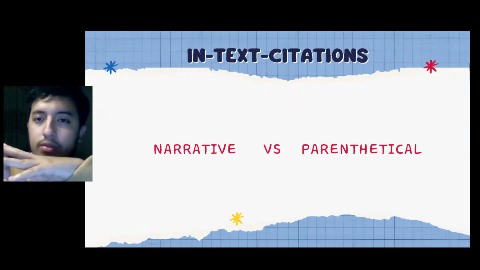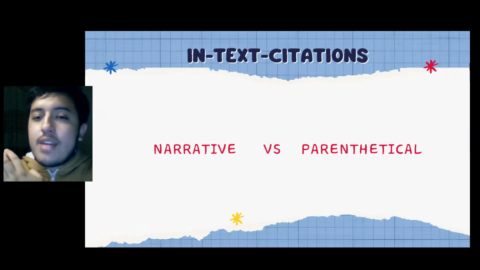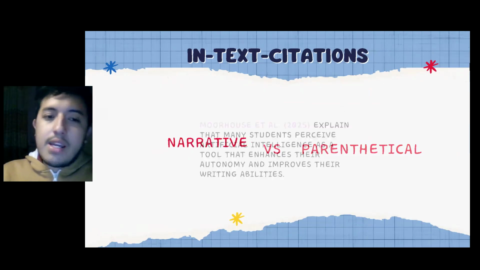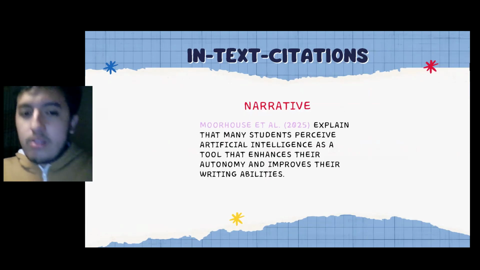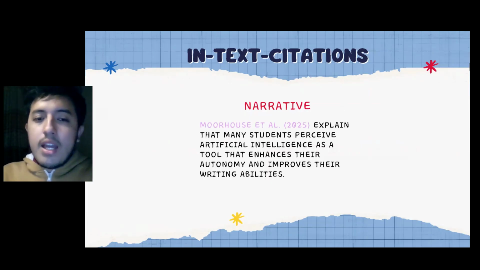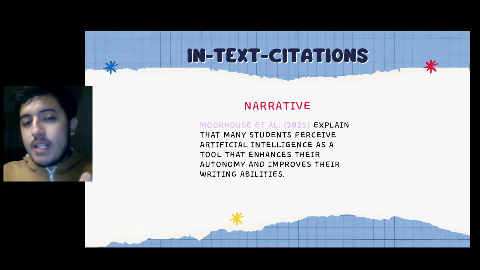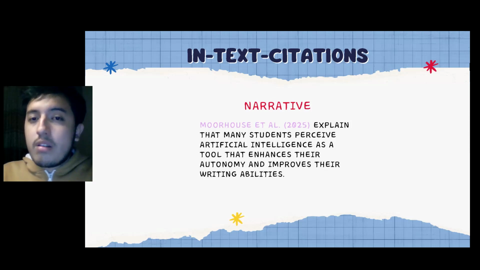For the part of the in-text citations, we have two big parts, narrative and parenthetical. Let's start with narrative. This is an example of how we could find it in a reading of any body. When the citation is narrative, the author is outside of the parentheses. Okay, because the author is part of the paragraph, part of the sentence, part of the idea that we are talking about.